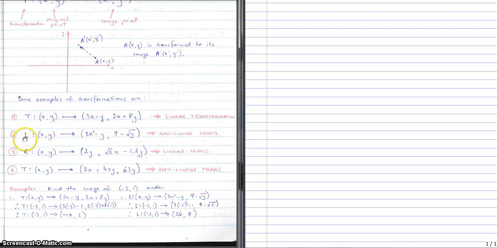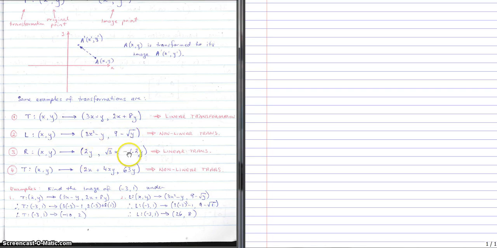However, let's have a look at the next transformation, L. The x and y coordinates are changing according to these rules: 3x squared minus y for our new x point, and 9 minus the square root of y for the new y point. Notice the power of x is 2 here, and the power of y is a half. So this is a non-linear transformation.